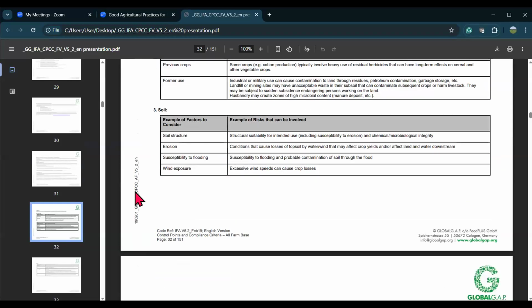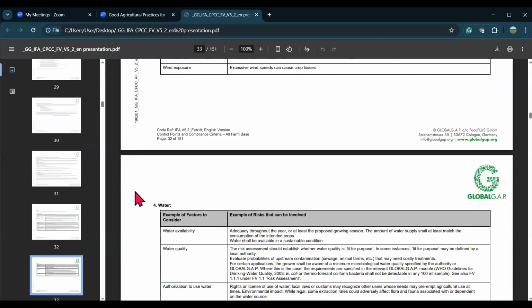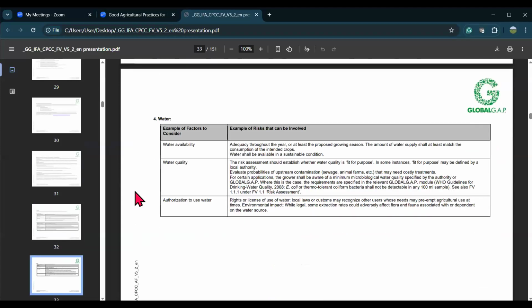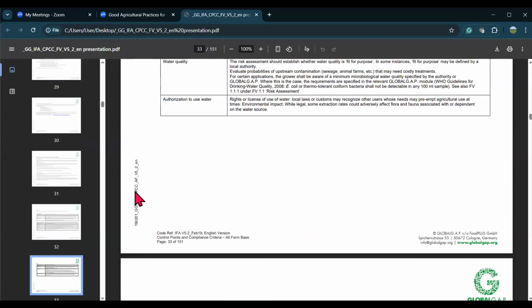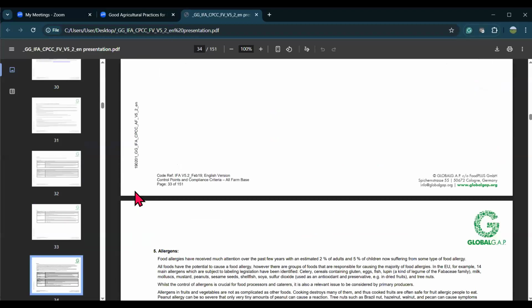Yeah. So now I think that summarizes things for all farms. That is, just an overview of what you should have on all your farms, like all farm base.